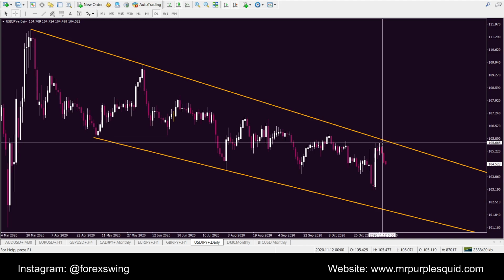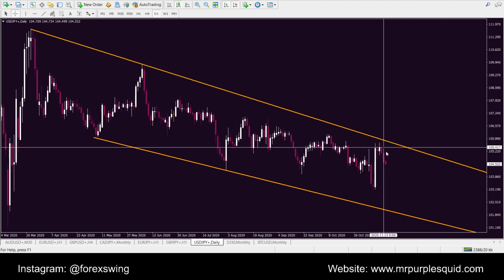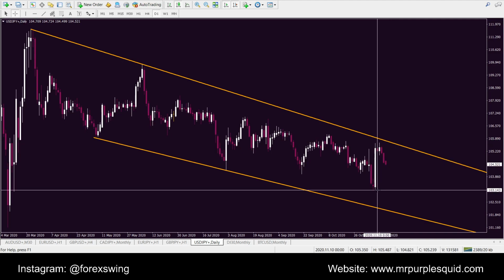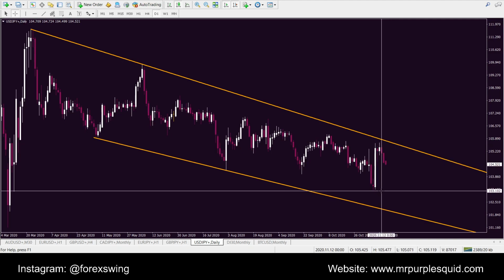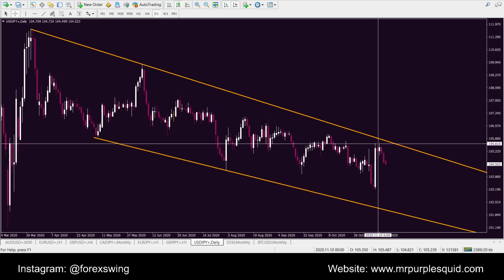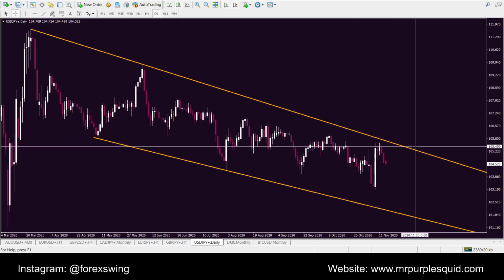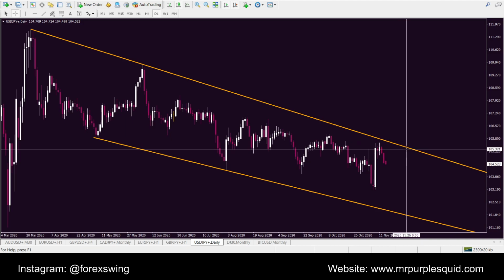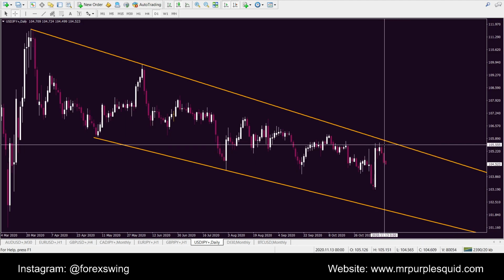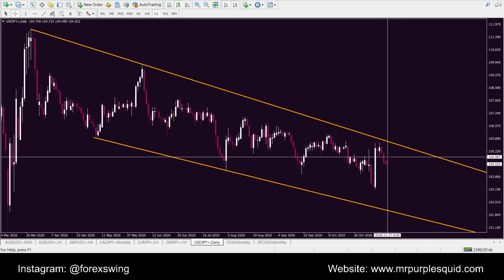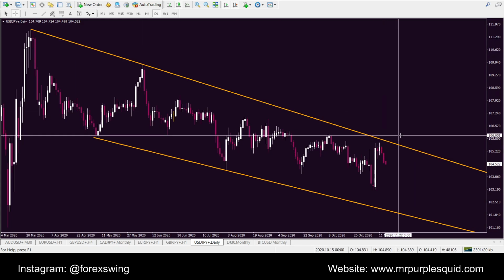Because a break of this, I would actually confirm a break of this channel. I would confirm also that's if price doesn't go below this low. So it would actually mean a break of this channel, our trend line right here. So break of trend line, break of channel, and also higher high. So strong break above this point, I would buy.